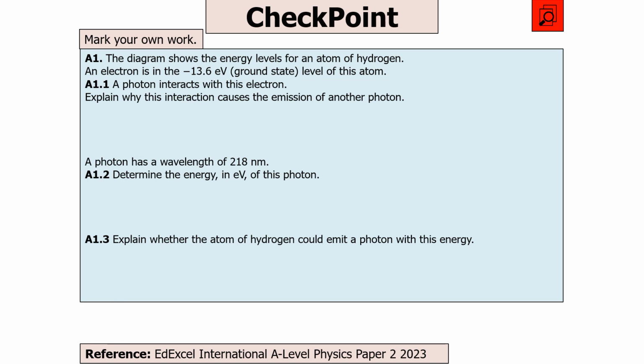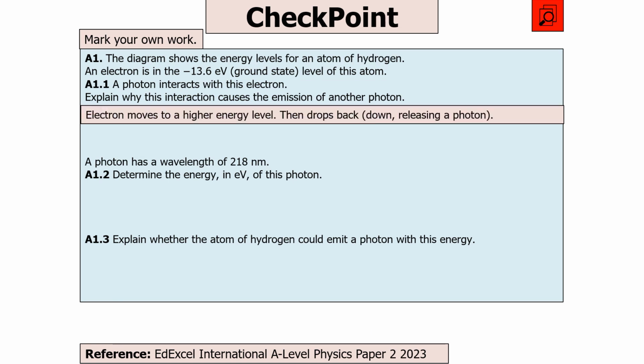Right, it'll cause an emission because we know that the electron is going to move to a higher energy level when it's had energy absorbed into it. Therefore, it will drop back down after it's been excited. When it de-excites and goes back down, it will release a photon.